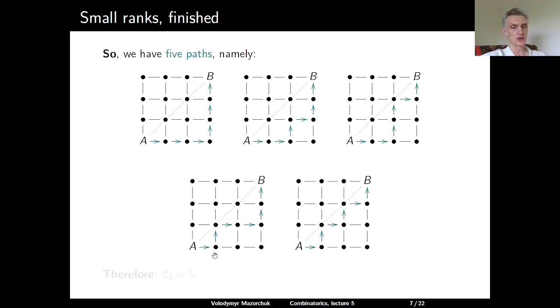Then we can also go right, up, right, right, up, up. And finally, we can go right, up, right, up, right, up. And these are all possible options which we have. So therefore, the third Catalan number C sub 3 is equal to 5.